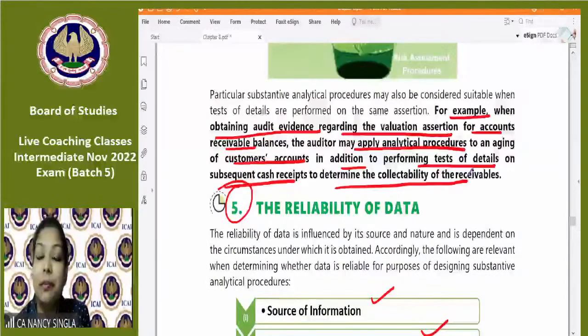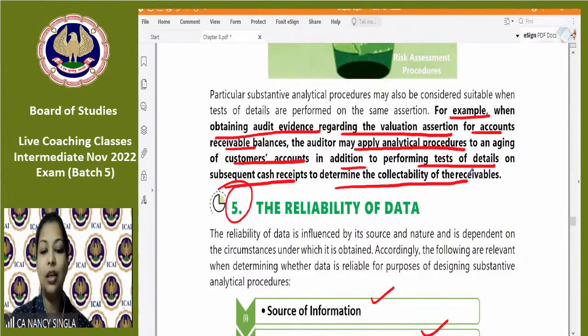Whether the trade receivables are collectible or not, whether they are good or bad, for that you will have to apply test of details, right? In that you cannot do analytical procedure. But yes, with respect to aging of customer accounts, you can perform the analytical procedure. So this was the topic.